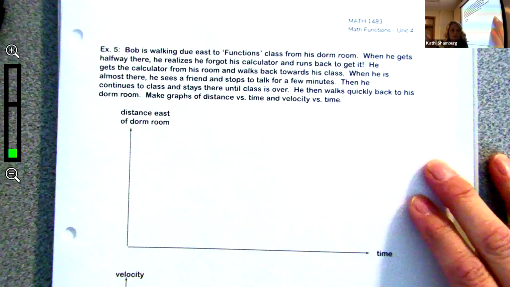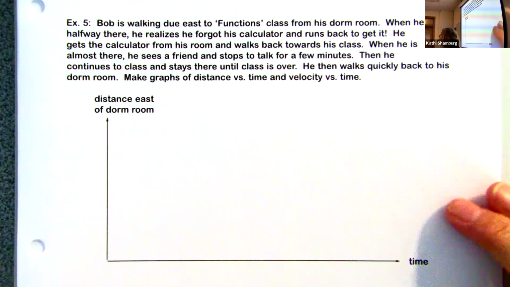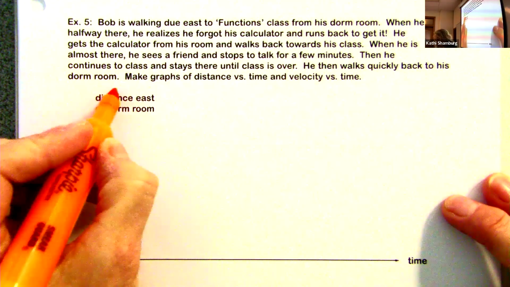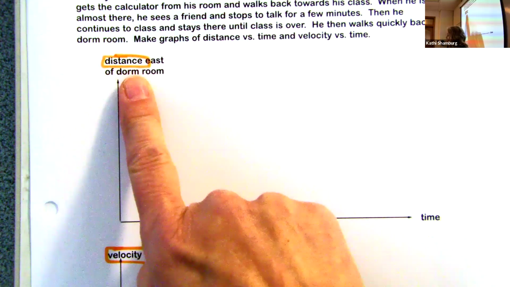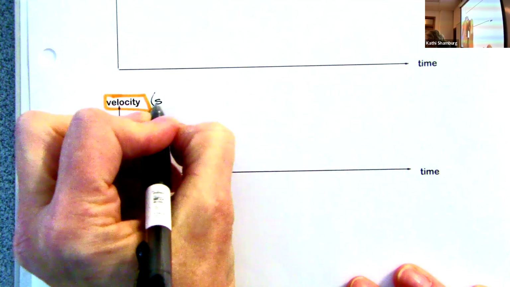So if you recall from Wednesday, what we are doing is just looking at some situations via graphs. We are looking at distance versus time and then velocity versus time. On this first one, distance is how far away you are from where you started. And velocity is just related to your speed.